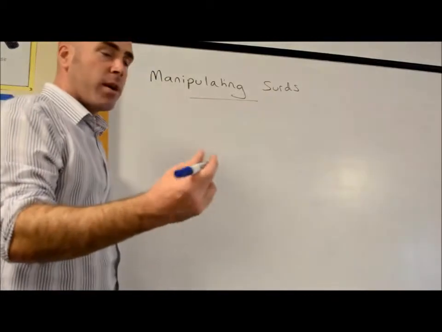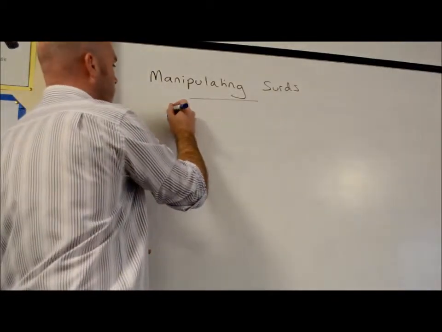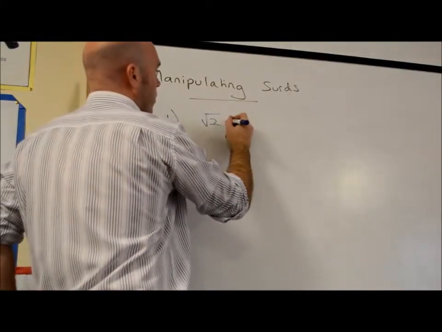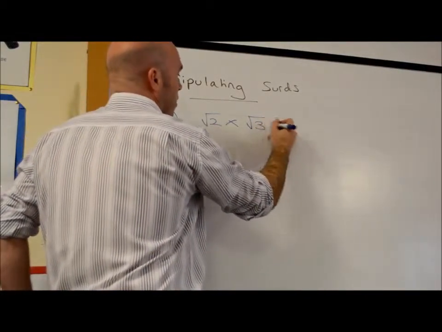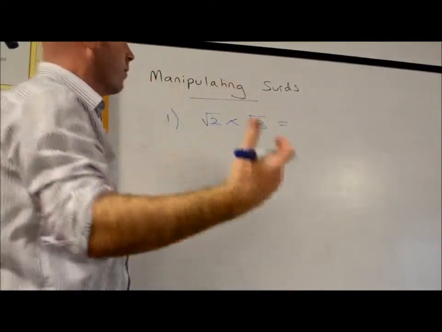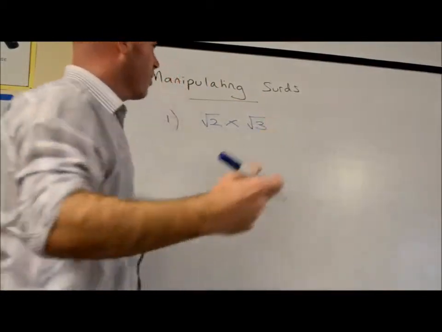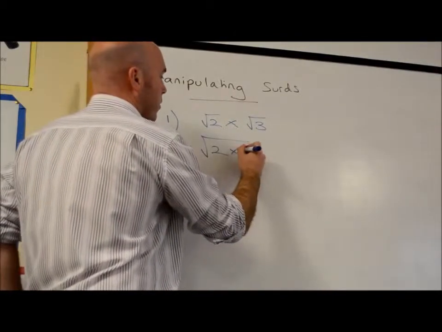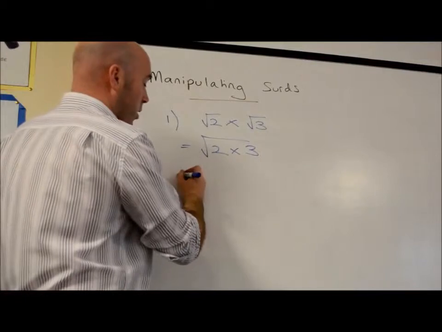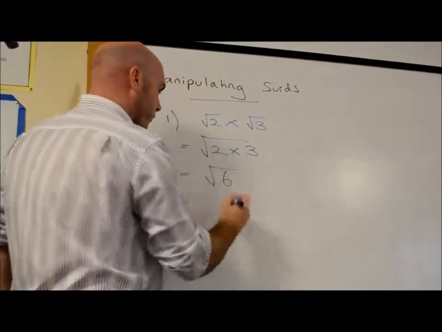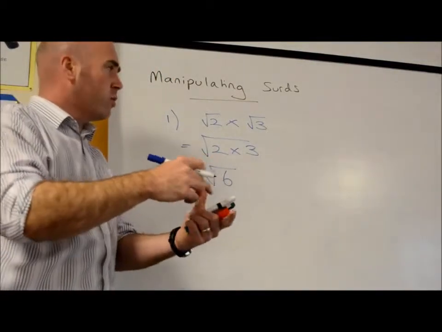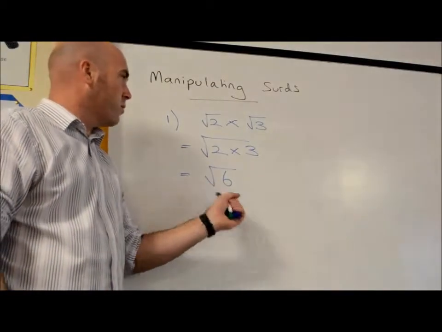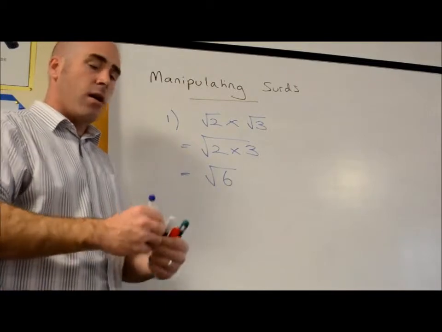So the first rule that I'm going to give you is this. If you've got a question like this, the square root of 2 times the square root of 3, you can simplify that. Actually, I'm going to write it underneath. You can write it as the square root of 2 times 3, which equals the square root of 6. So root 2 times root 3, written in its simplest form, is root 6. That's the first rule.